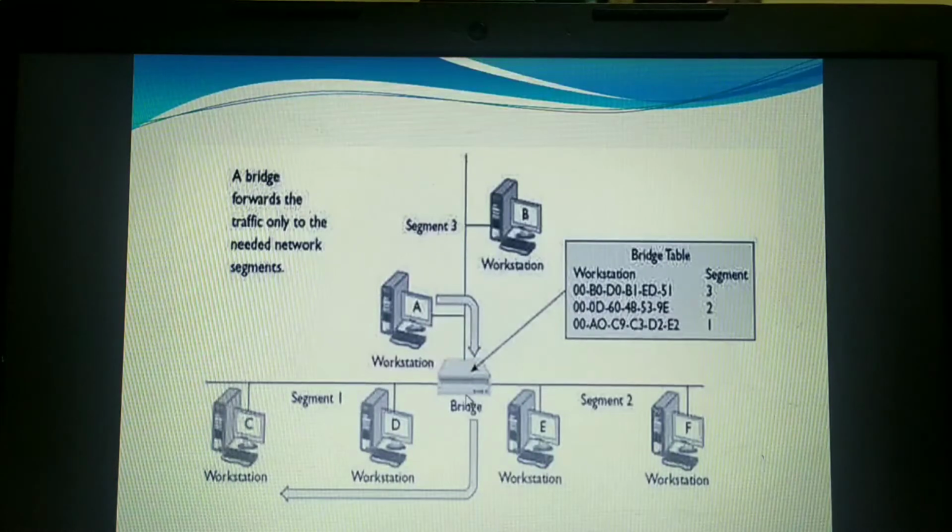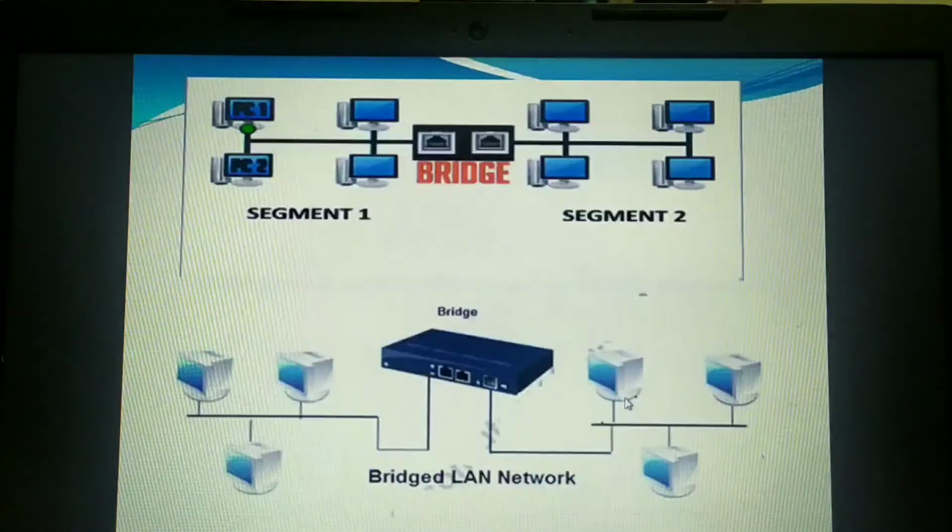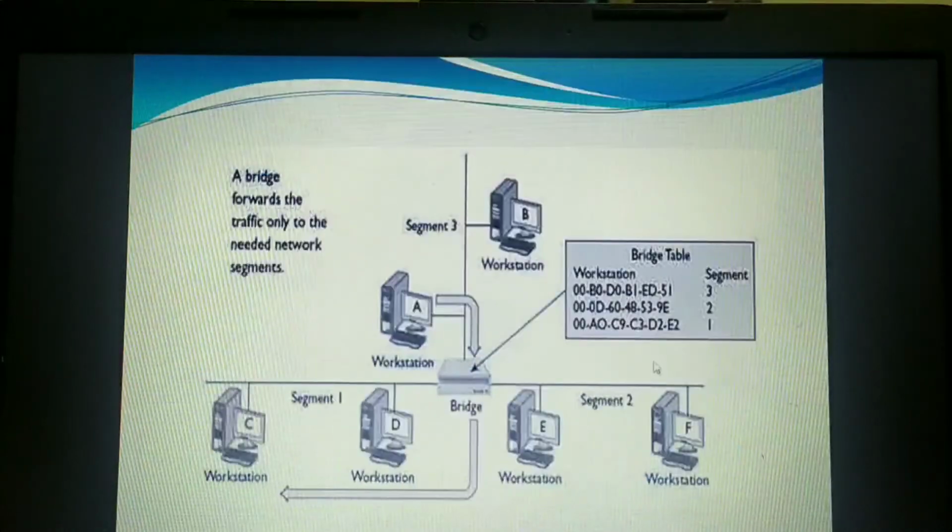When the packet comes here, the bridge maintains a table. For each computer, there is a physical address, or MAC address. I will tell you what exactly the physical or MAC address is. This physical address is present in segment 3. This physical address is present in segment 2. This physical address is present in segment 1. That means the physical address of this computer system lies in segment 3, this one lies in segment 2, and this one lies in segment 1.